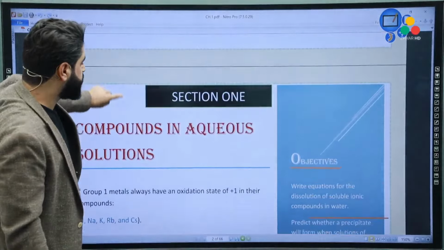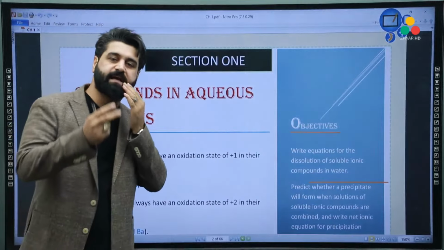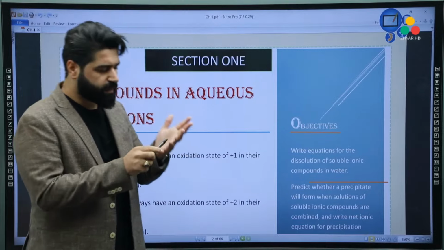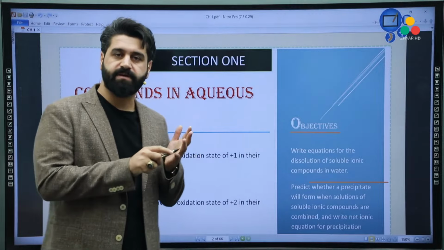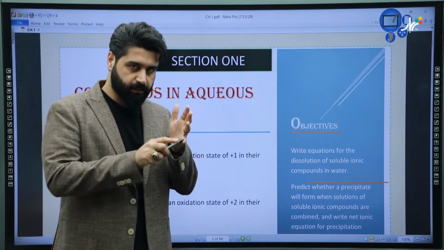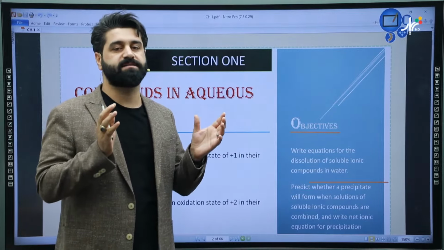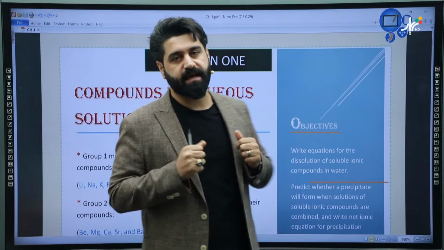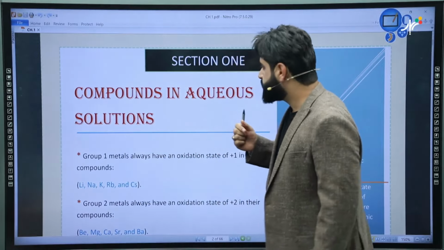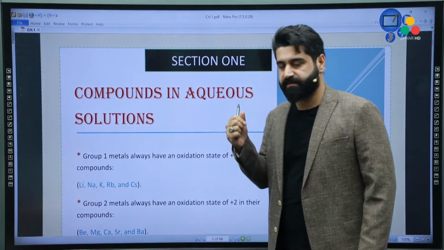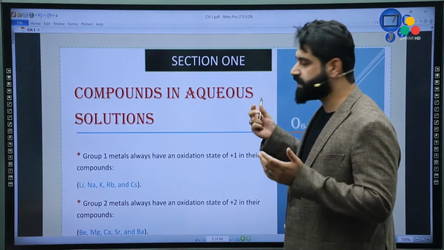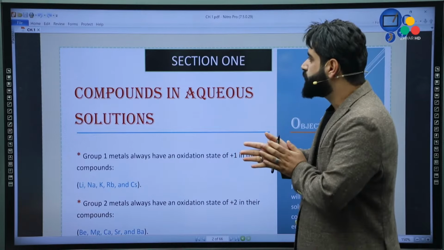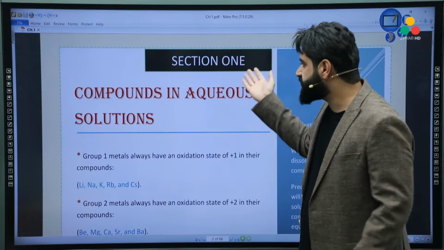This is chapter 1. Chapter 1 contains two sections. Section 1 is ions in their aqueous solutions. We're going to deal with the number of ions in an aqueous solution when we put in an ionic compound. And section 2 is about colligative properties. So ions in aqueous solution and colligative properties are the two sections we're going to study in this chapter.